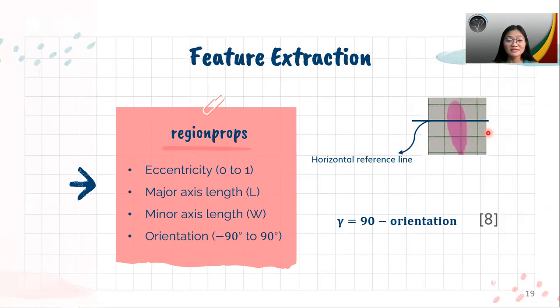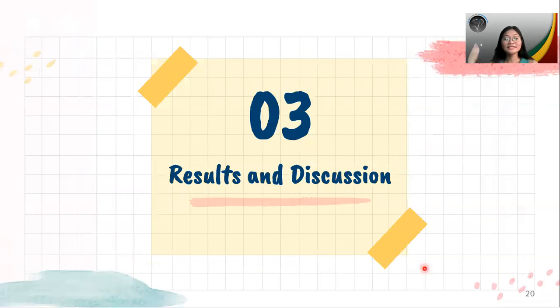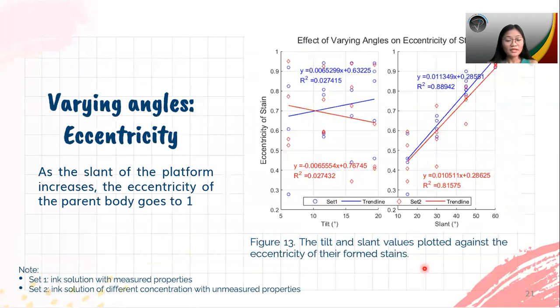The gamma angle can be easily calculated from this using equation 8. Okay, now let's discuss the results obtained from these experiments. Now, we expect a drop to form a circular stain at a perpendicular impact, and we expect this to turn into an ellipse as the angle of impact is increased. We see in this figure that as expected, when the slant of the platform increases, the eccentricity of the parent body also goes to 1.